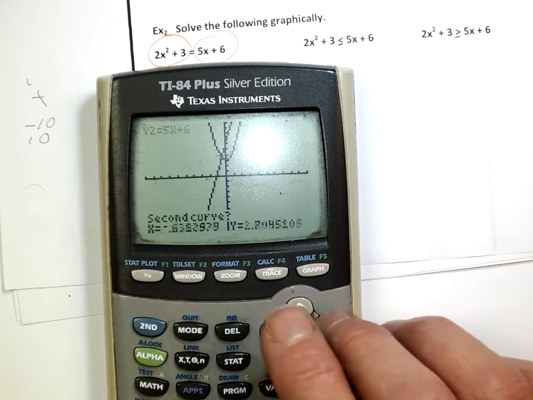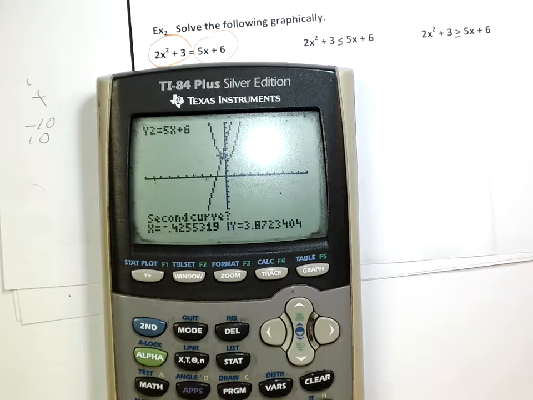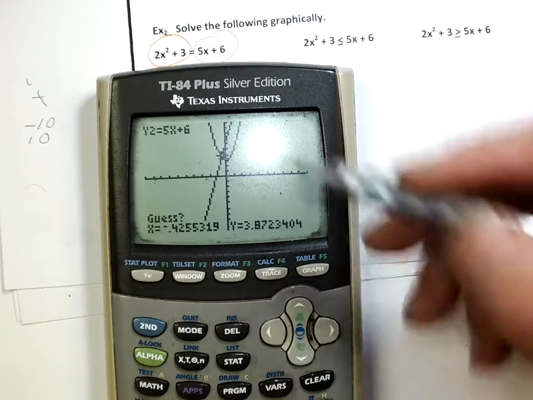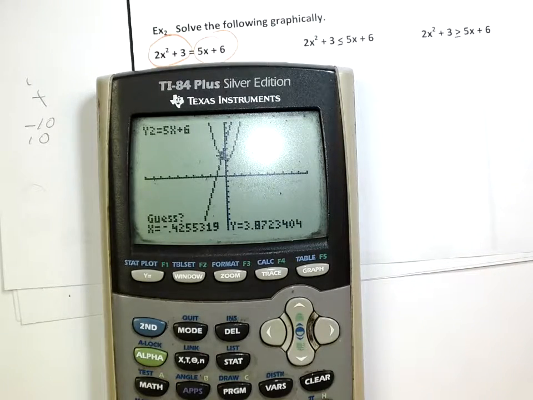Okay, so now I got to get it close. Oh, it looks like about there. It's blinking. I got it right where I want it. If I push enter, it locks it. Now guess. You don't have to guess. The people that made this calculator made it for students. It's a teachable moment. I'd say, Naomi, where do you think the intersection is? You'll say, I think it's right about there. I'd say, you're probably pretty much right. So you don't need to guess. Just push enter. And there's your intersection point.